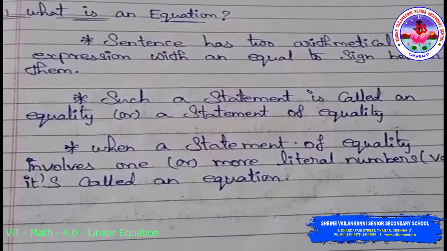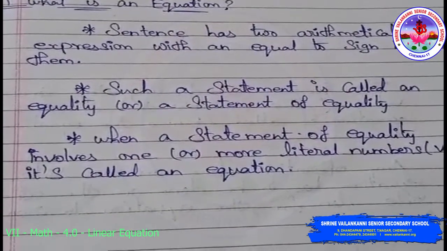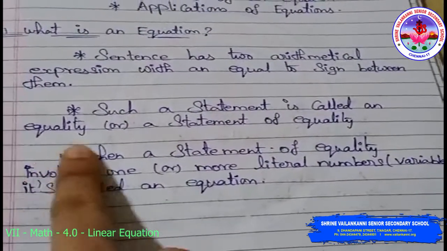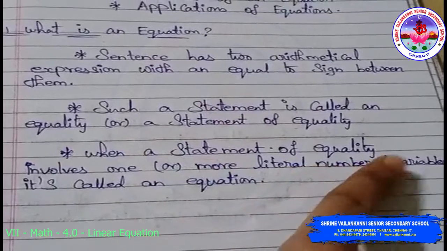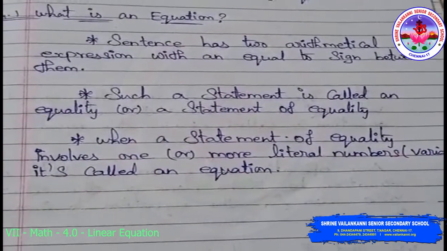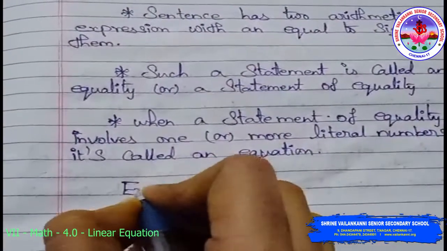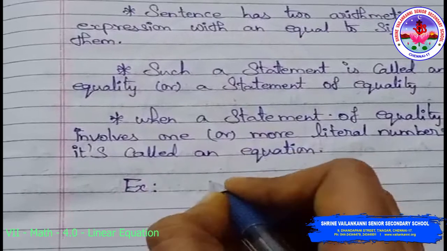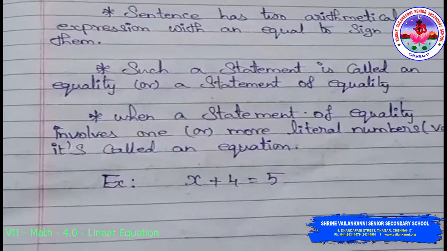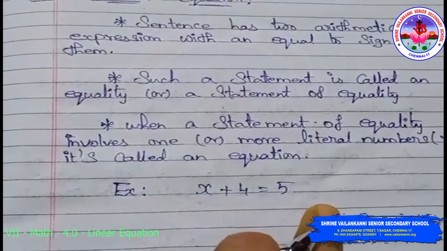Such a statement is called an equality or a statement of equality. When a statement of equality involves one or more literal numbers, that is variables, it is called an equation. For example, x plus 4 is equal to 5 is an equation. Here a number added to 4 gives 5.